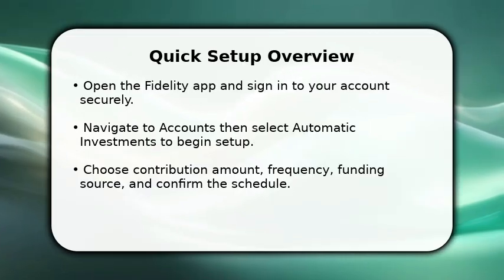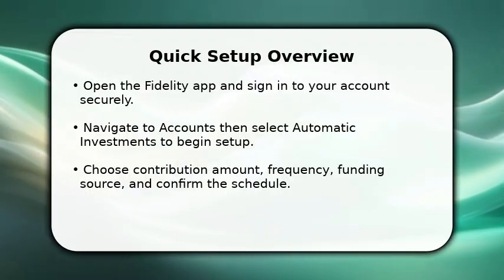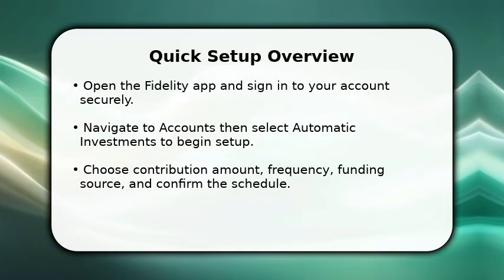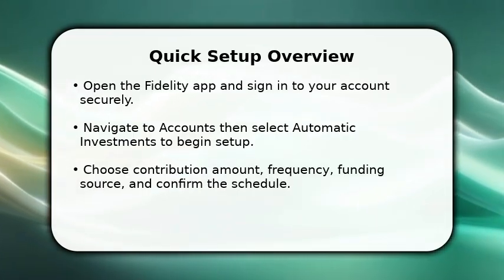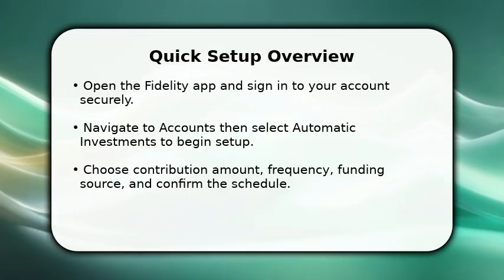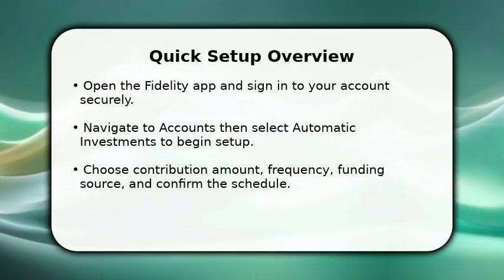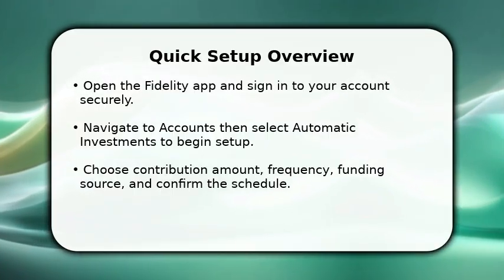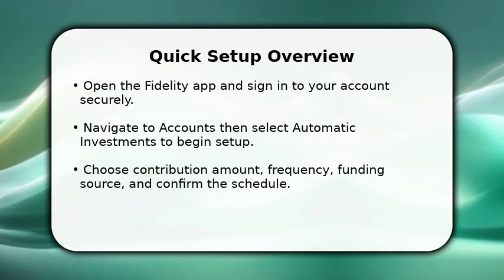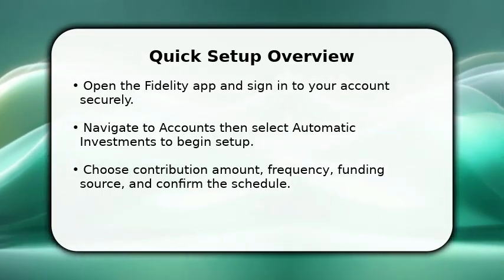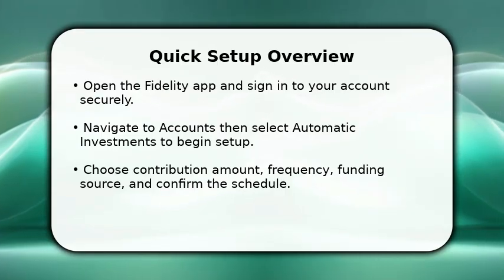In this video, I will show how to set up Auto Invest Fidelity. Open your Fidelity app and sign in, tap Accounts, then choose Automatic Investments and select the account you want to fund. Enter the contribution amount and pick frequency, link a bank as the funding source, review details carefully, and confirm to enable automatic transfers. Monitor confirmations in-app or by email and adjust amounts anytime to stay on track today.